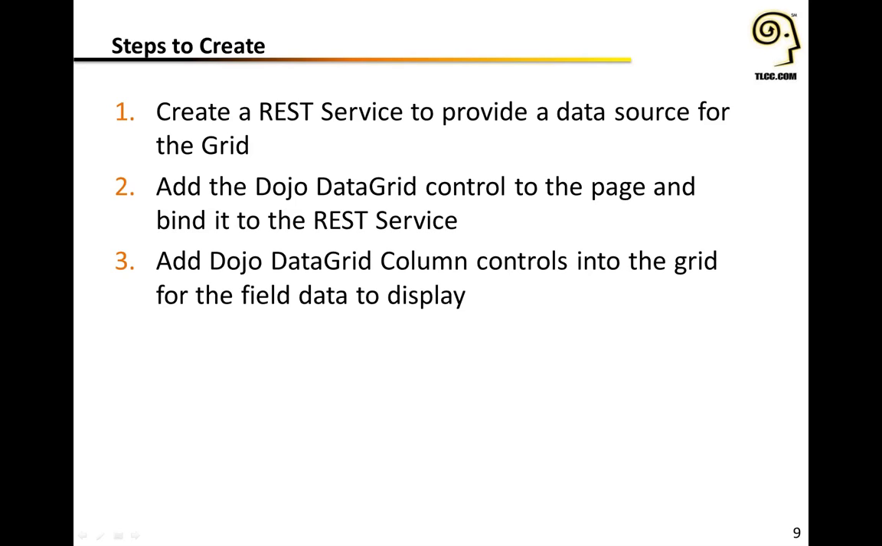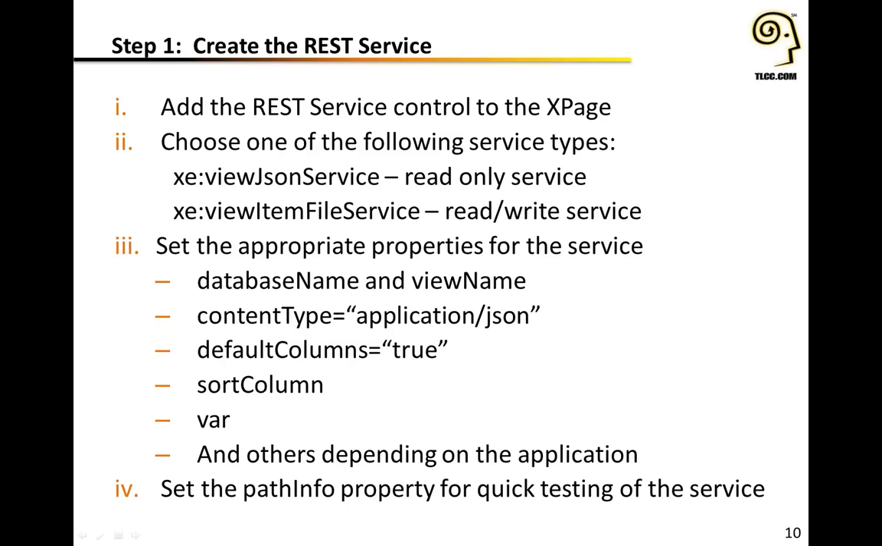This slide shows the main steps to create a Dojo Data Grid, and the next few slides are going to go into some of the details here. But first off, you would create a REST service to provide a data source for your data grid, and then you would add your Dojo Data Grid control onto your XPage and bind it to that REST service. And then finally, you would add Dojo Data Grid columns into the grid to display the column value. It's actually referred to as field value or field data once it's in a REST service.